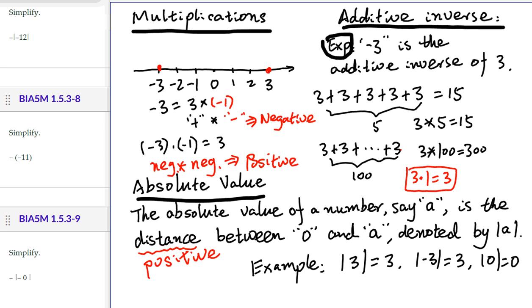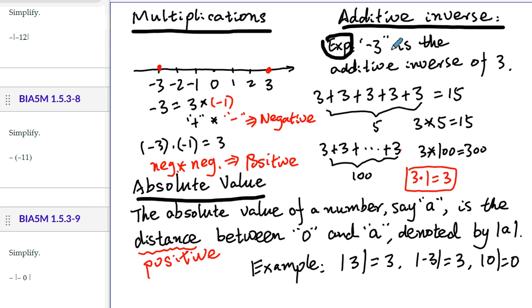In this video clip, we will talk about three things. The first thing is multiplications. The second thing is additive inverse. The third concept is absolute value.